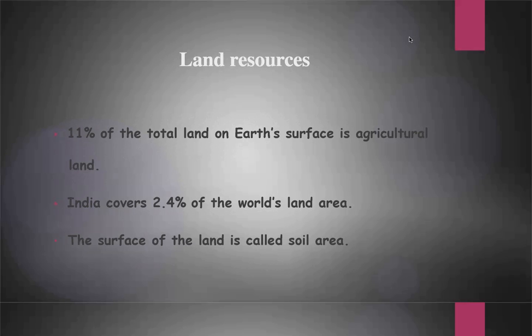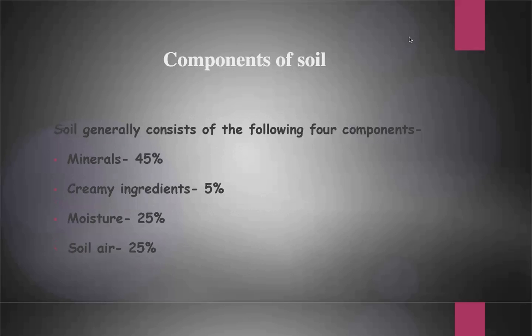Now, we will notice that the land is covered with fine particles, which is called soil. And this area, which is covered by soil, is called the soil area. Now, the soil consists of 4 different components, which are very important. First one, minerals, followed by creamy ingredients, moisture, and soil air.